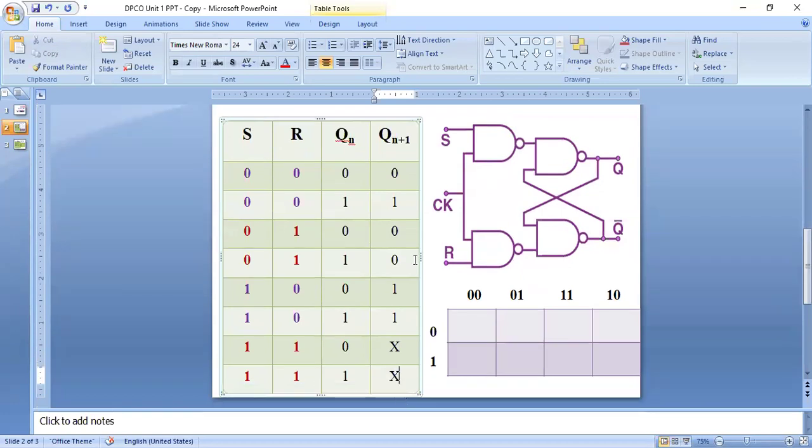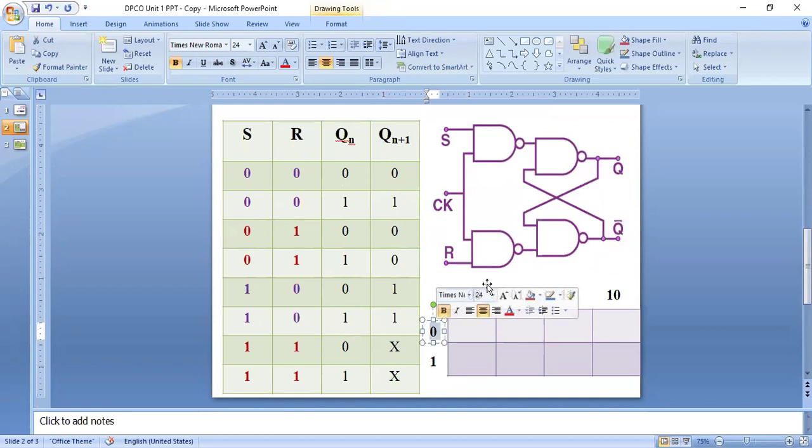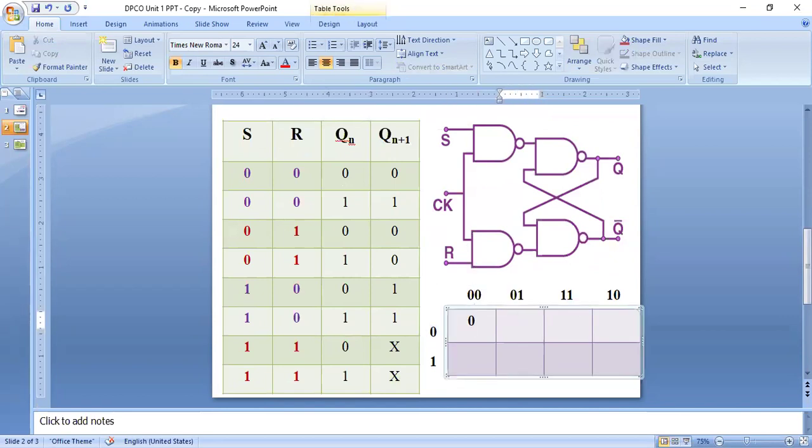If we create the characteristic equation from this, consider Qn plus 1 as the output, and S, R, Qn as the input of a 3 variable K-map. We have to write the characteristic equation. So this is S0, and then R0, Qn0, what is the value? 0, at the value 1, at the value 0, at the value 0. Next one is 1, 1, x x. 1, 1, here it is x, and here it is also x.